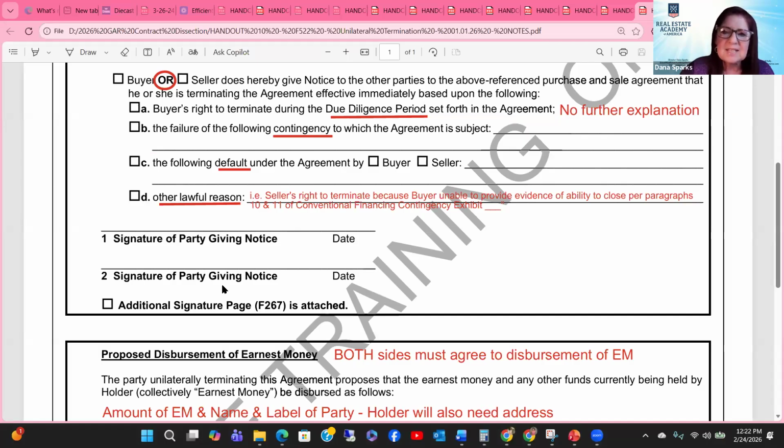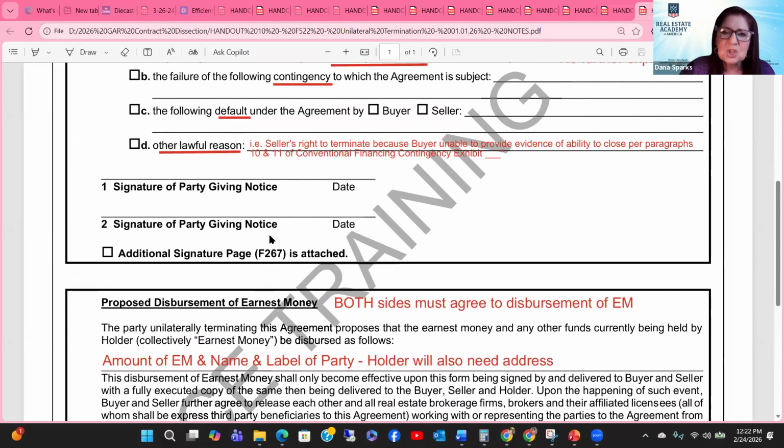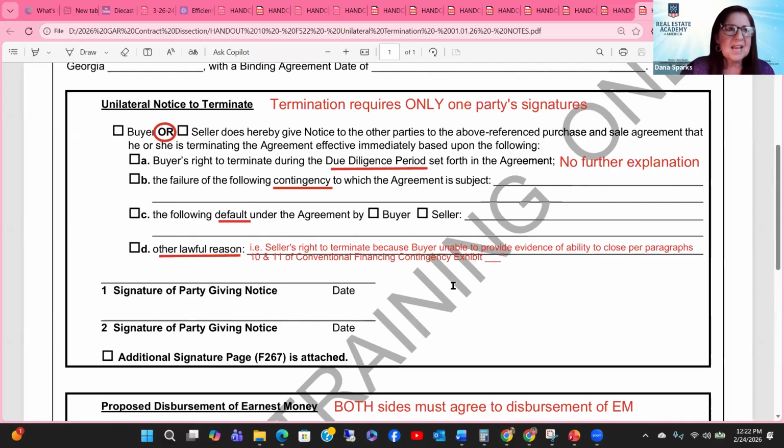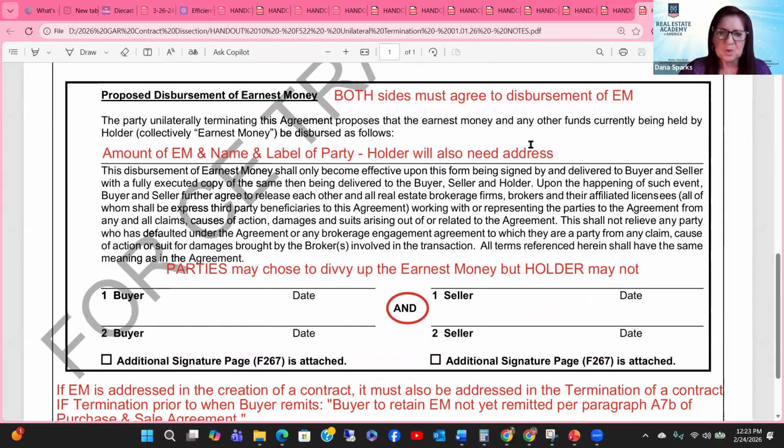And then you only need the signature of whichever party is terminating. Once it's terminated, it's terminated. Once it's terminated, the disbursement of the earnest money, if they agree or disagree, doesn't mean anything about the termination. It's terminated. Seller, you put the house back on the market and go sell it to somebody else. The disbursement and the agreement, what happens to the earnest money, is a separate contract issue. So you only need one signature to terminate, but you do need both parties agreeing to the disbursement of the earnest money.